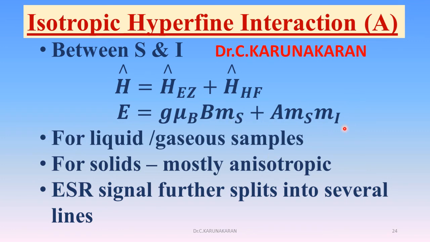For liquid and gaseous samples, the hyperfine coupling interaction is isotropic because of constant tumbling motion. The anisotropic effects are averaged out, as we saw in magic angle spinning. For solids, it will be anisotropic. The hyperfine coupling is anisotropic, so measuring at different angles will give different values. The ESR signal further splits into several lines because of this hyperfine splitting, as in spin-spin coupling.